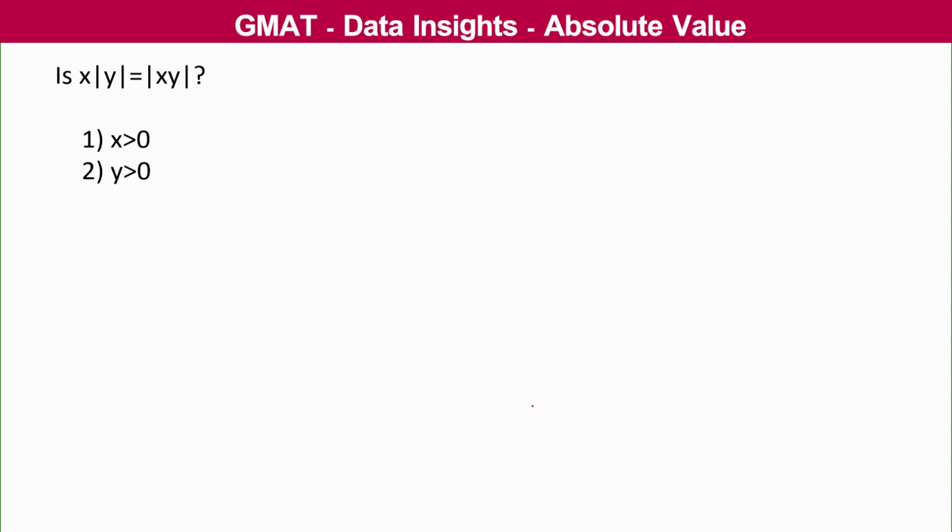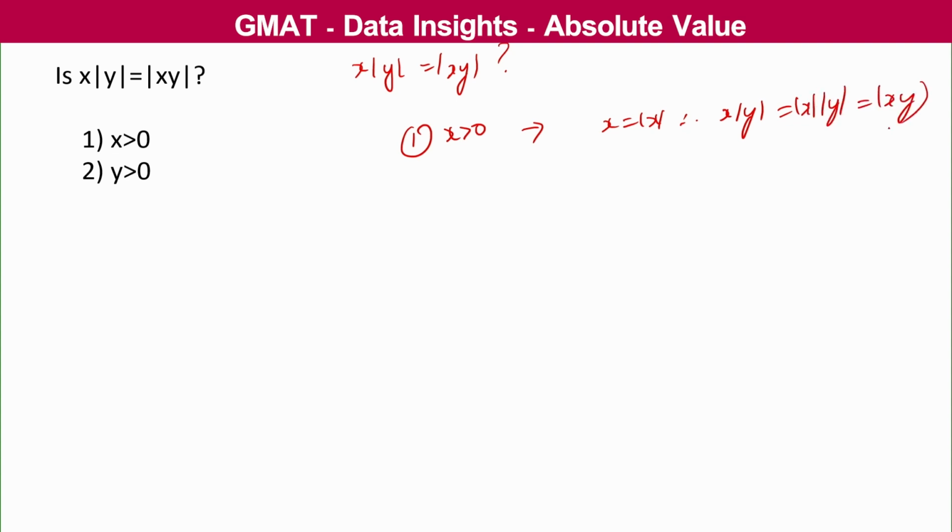Is x into mod y equal to mod of xy? First statement says that x is greater than 0. So when x is greater than 0, x is equal to mod x. Therefore, x into mod y can be written as mod of x into mod of y, that is equal to mod of x into y. So yes, it is sufficient to answer the question. We can say that yes, this is true.